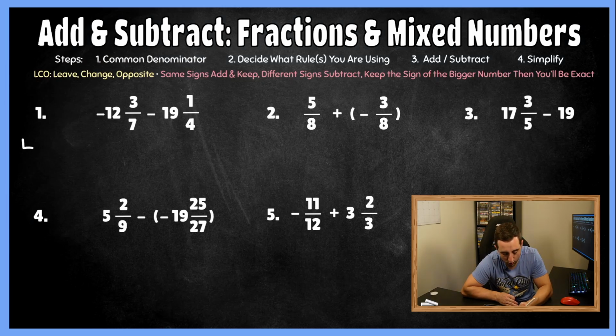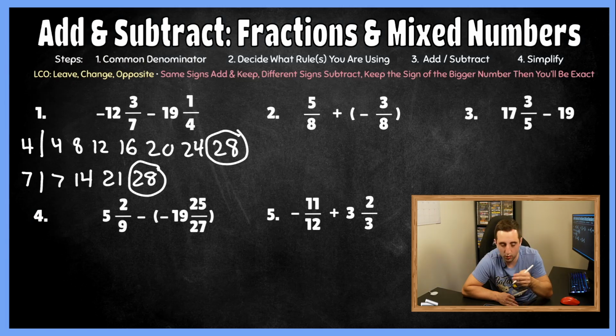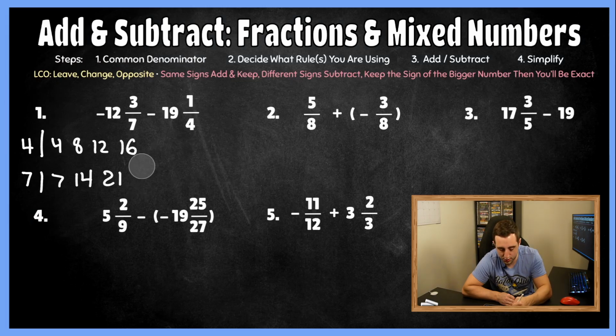So I'm going to write down 4 and 7, and we are going to list the multiples of each number, or essentially count by each number. So for 4, we have 4, 8, 12, 16, 20, 24, and 28. And for 7, we'll count by 7. So 7, 14, 21, 28. And the first number that appears in both lists is 28, which is going to be our least common multiple. And that's what we want to turn our denominators to, is 28.